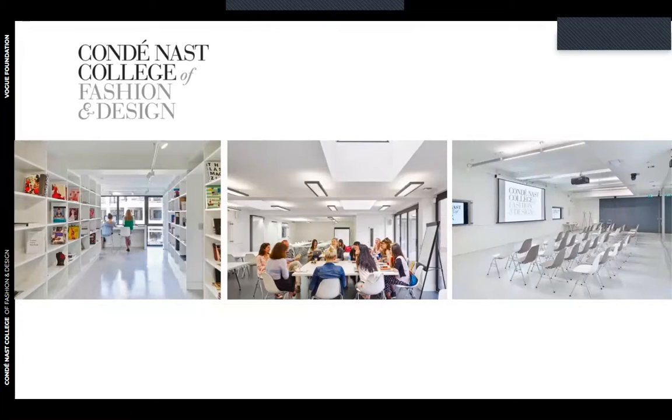On the left-hand side, you can see our library. The college has a library of over 200 books, which you will be able to use, to borrow, to study from. We also have Vogue archives that you can reference your work to view. Those books cannot be taken out of the college, but can be viewed in the college.